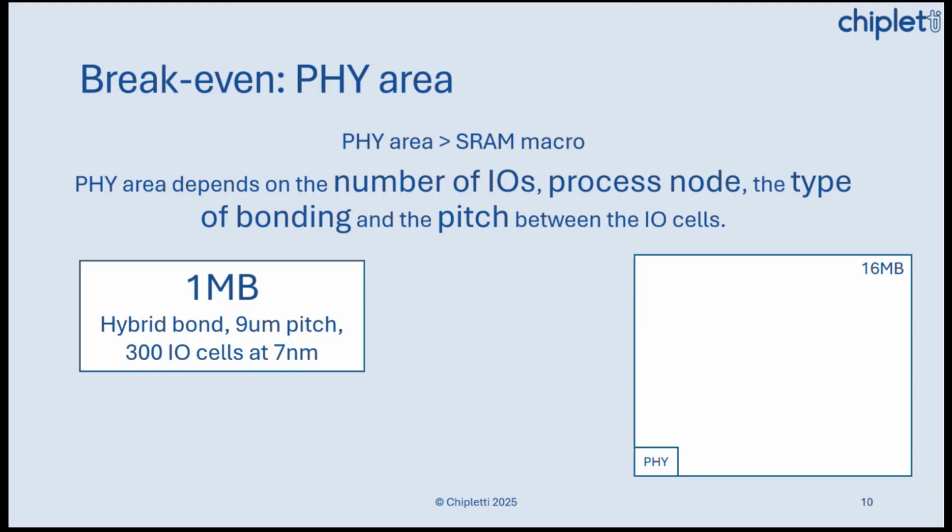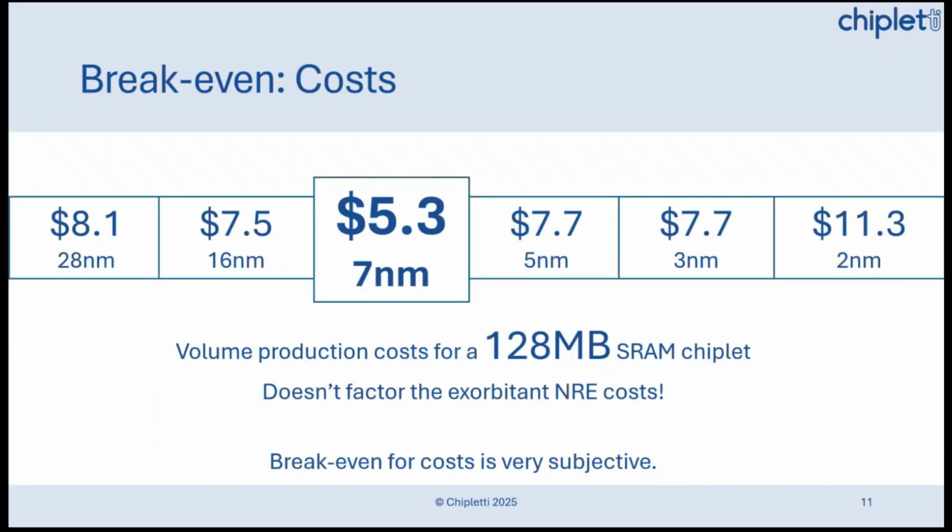This is not to scale, just to illustrate. If you were to use a 16 MB cache, the phi area would be modest compared to the size of the memory macro. So at those sizes, you're way beyond the break-even threshold for area.